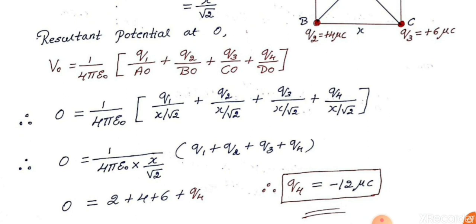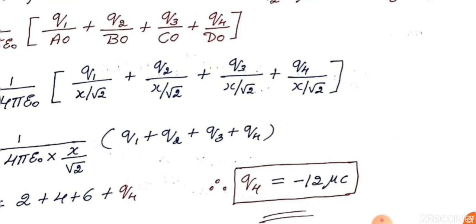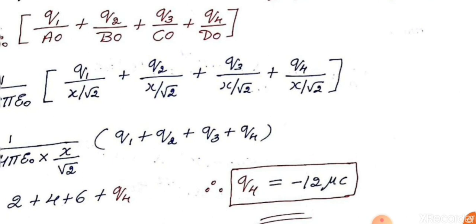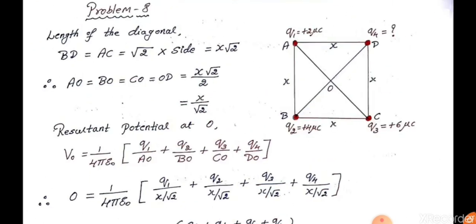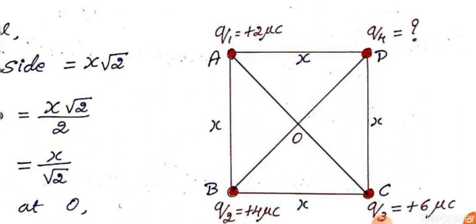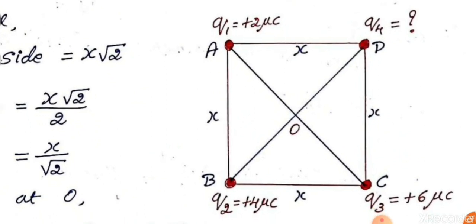Now we substitute the values for Q1, Q2, Q3, but we don't know Q4, so keep it as it is. We got 2 plus 4 plus 6, that is 12, and send that 12 to the left hand side. We got Q4 as minus 12 microcoulomb. The meaning is, if we place minus 12 microcoulomb at point D, then the resultant potential at the center of the square, that means at point O, will become 0.